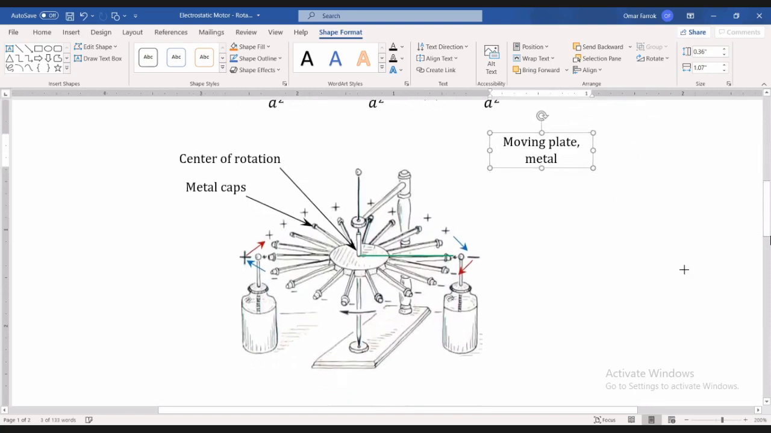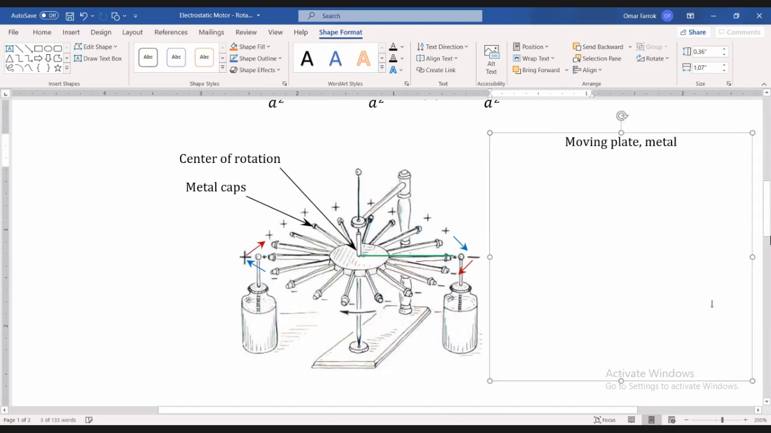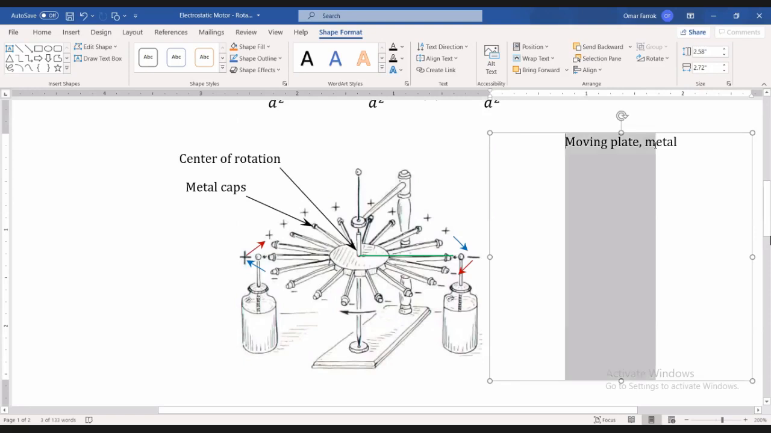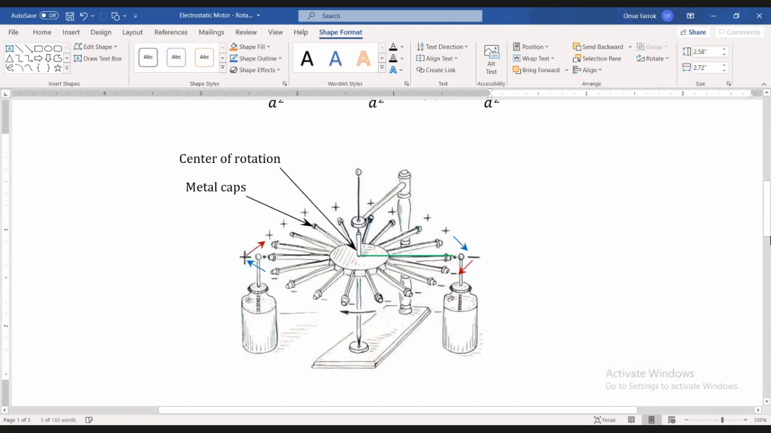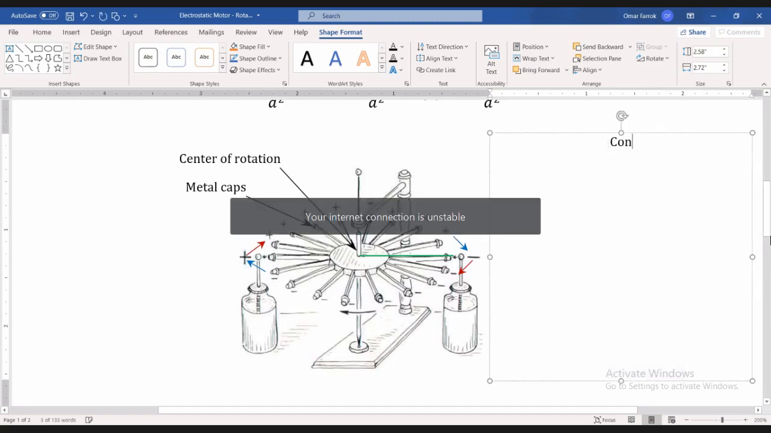We would like to start the construction of a rotational type electrostatic motor. So, the construction of the electrostatic motor.